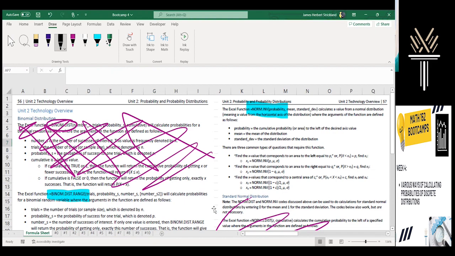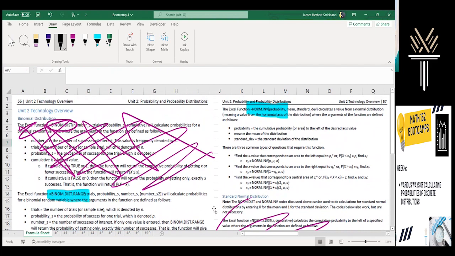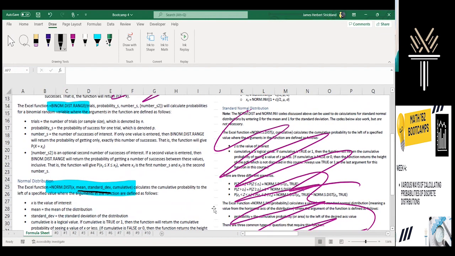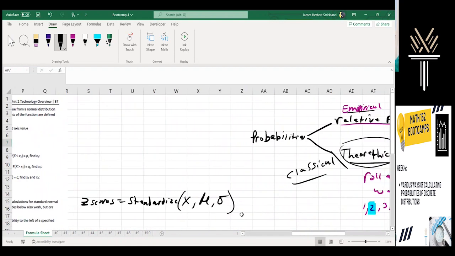And again, these other formulas, binom.dist.range, norm.dist, norm.inv, we're going to learn in future boot camps, namely next week and the week after, and the week after that, because there's about 4 boot camps for this unit. But yeah, they're coming. You can ignore all the rest. Okay, let's jump into some questions and see all the stuff in action.